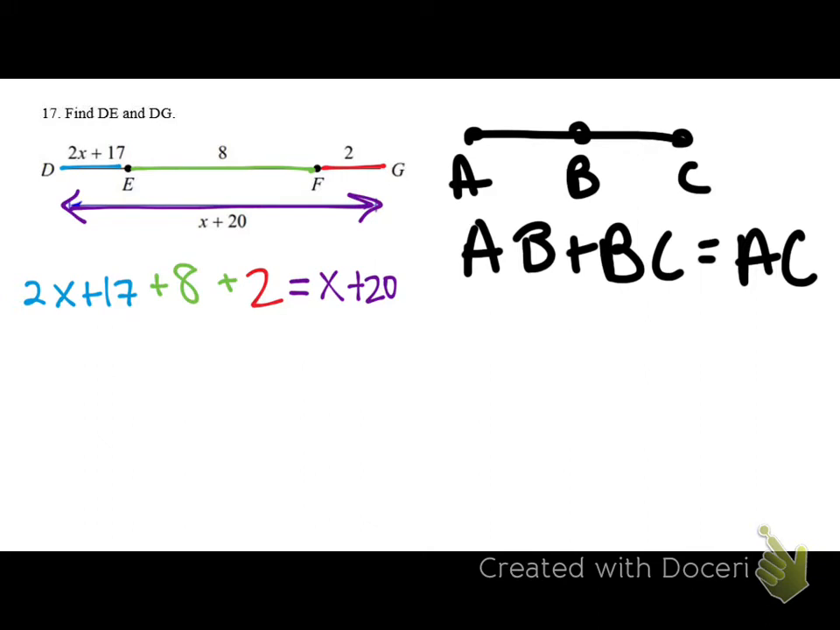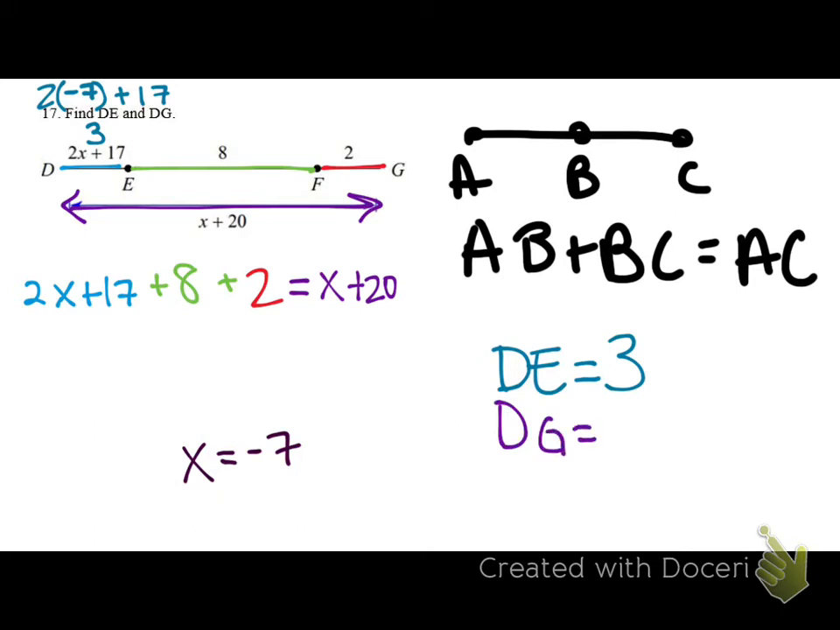You would algebra, we're trying to save a little time. You would algebra and get down to x equals negative 7. And then how would I find the length of DE? Plug it in. So 2 times negative 7 plus 17. 2 times negative 7? Negative 14 plus 17 is 3. And then we have DG. So you'd plug in negative 7 plus 20, which is 13.